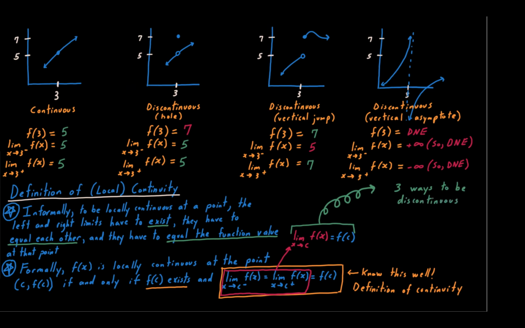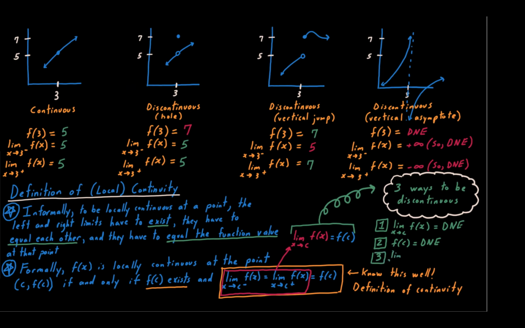And we'll set this guy up in a cloud. Nice white cloud. First way a graph can be discontinuous at a point is that the limit value, the overall limit value, doesn't exist. Secondly, the function value doesn't exist. That's another way it could be discontinuous. And third, maybe both the limit value and the function value exist, but they happen not to equal each other. So 3 ways of being discontinuous.